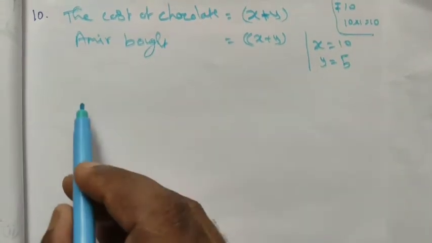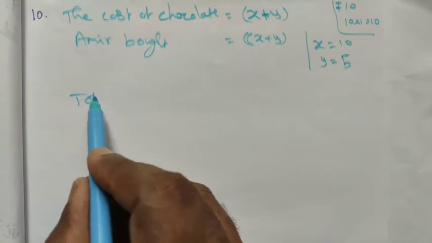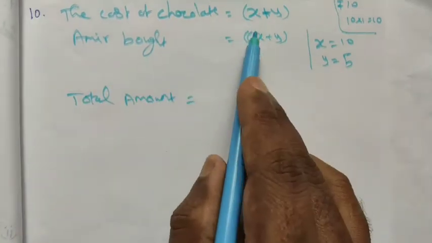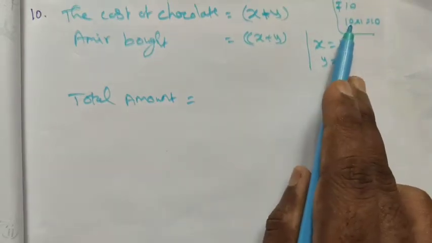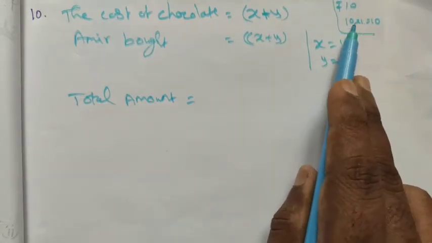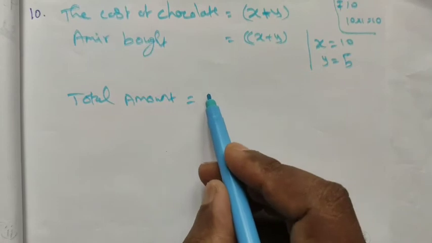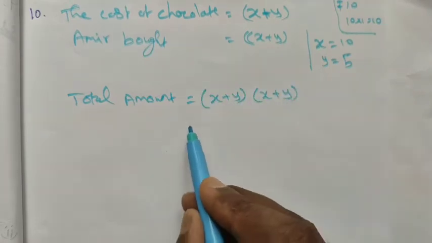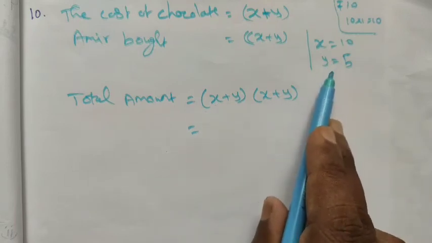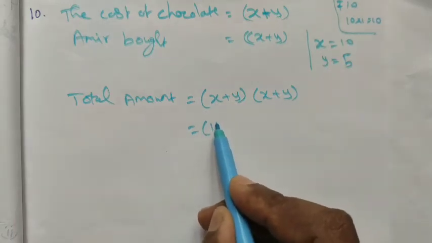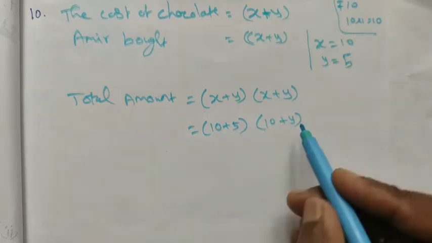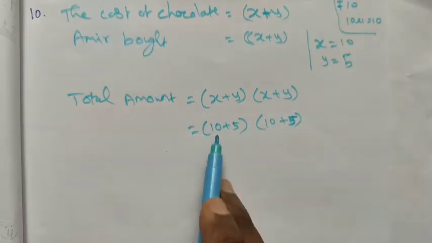Now we want to find the total amount. Total amount is equal to multiplying these two terms. I already told you, 10 chocolates into 1 rupee means 10 into 1 is equal to 10, right? The same way here we are multiplying x plus y into x plus y. Now apply the values of x and y. So x is equal to 10, y is equal to 5. Here also the same, 5, right?